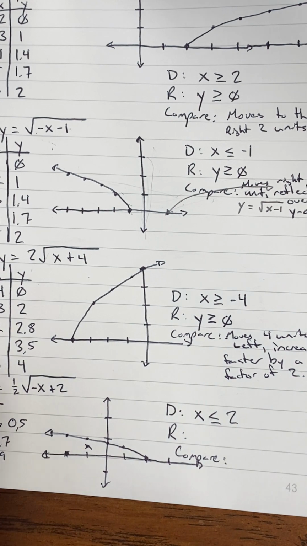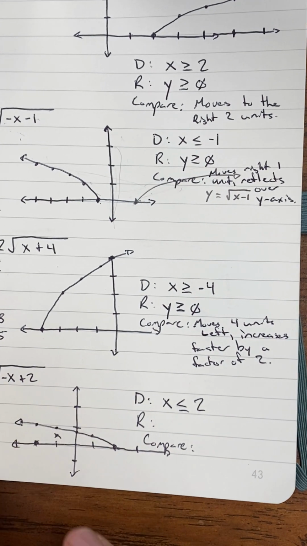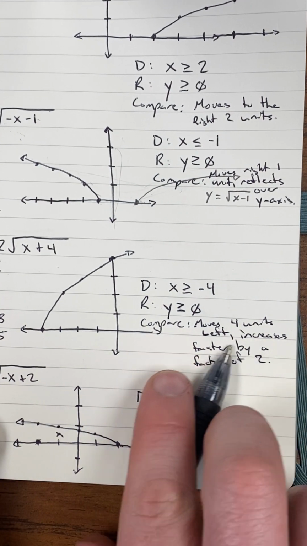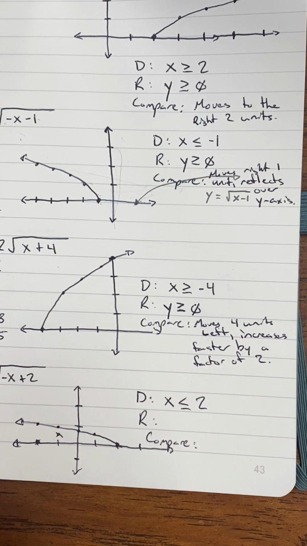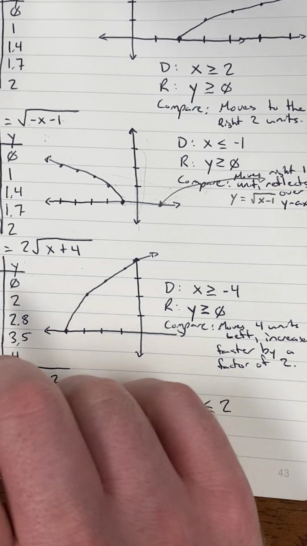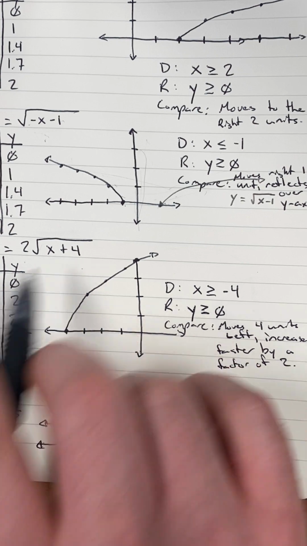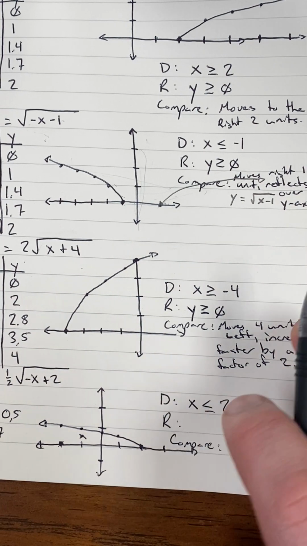That's kind of what you're saying there. So it moves left 4 units, increases faster by a factor of 2. That's what you're going to write there. Notice that you're always including the numbers that are written in here. Okay? Let's move on to the last one.